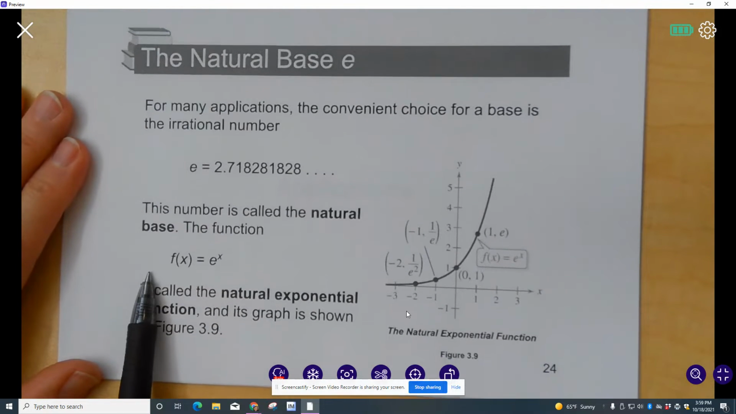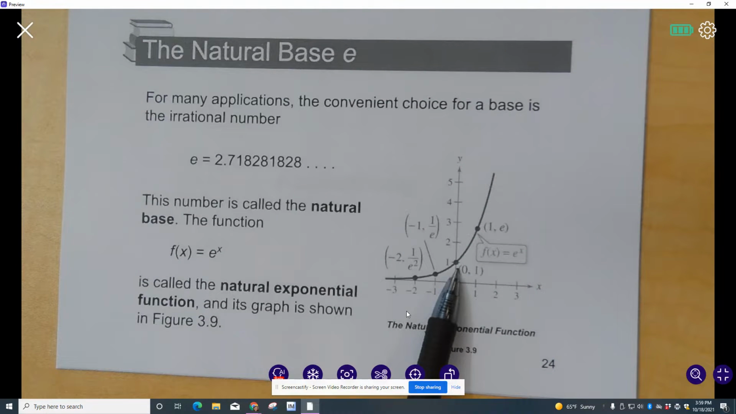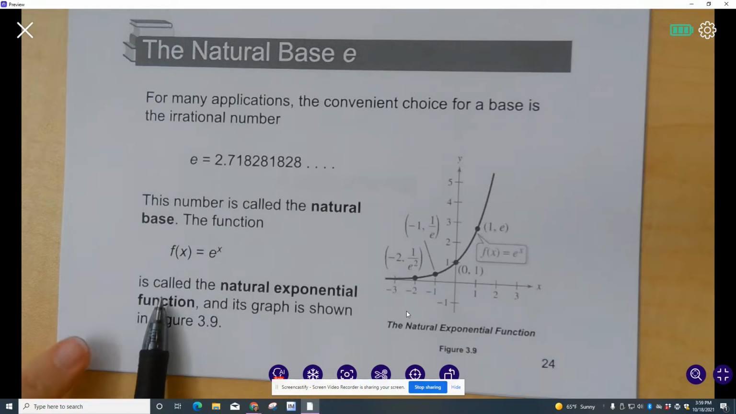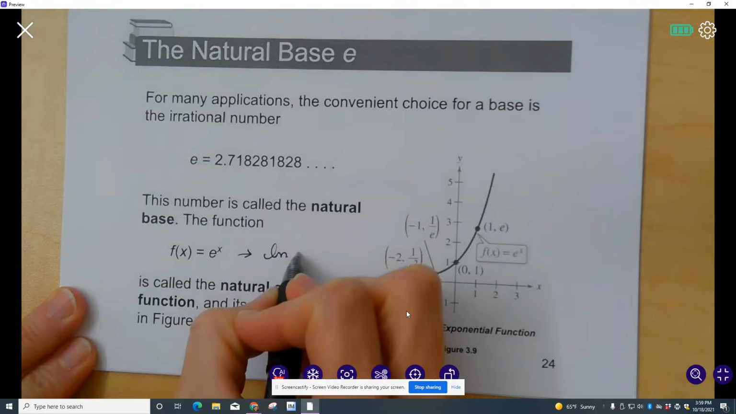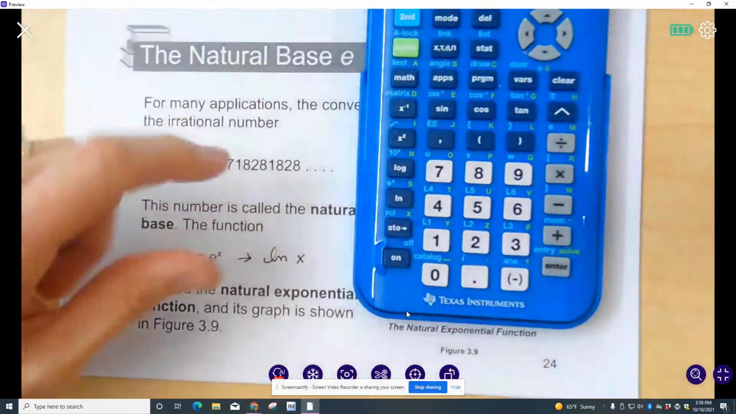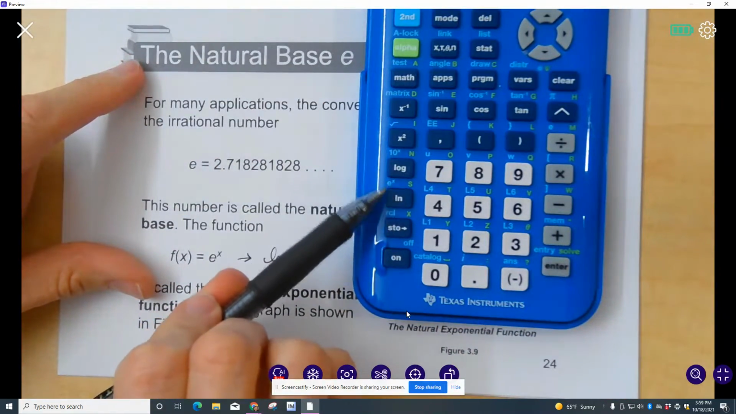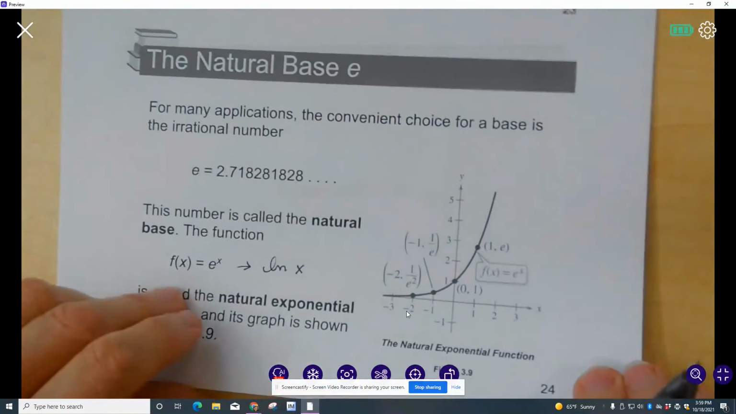It is a function. The graph of it looks like this. Again, it has that same y-intercept. It's called the natural exponential function, and the inverse, this might come up later, but I'll just put it in here right now. The inverse of e to the x is the natural log of x. So on your calculator, you will notice that e to the x and natural log share the same button. That's because they are inverses, just like x squared and the square root of x.